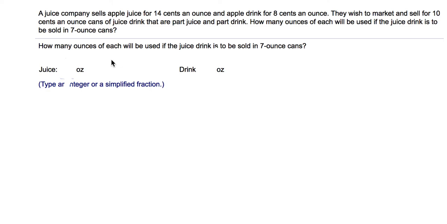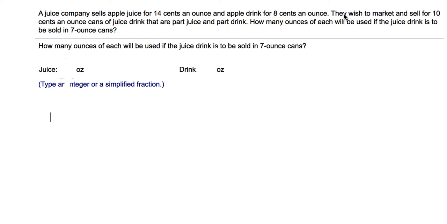So in this word problem, we're told that a juice company sells apple juice at 14 cents an ounce and an apple drink for 8 cents an ounce. Part juice, part drink. Okay, so there's a juice and there's some sort of apple drink. I don't know what the difference between the two is. Sounds like they're both made of apples, but there's two different items that they're mixing together.